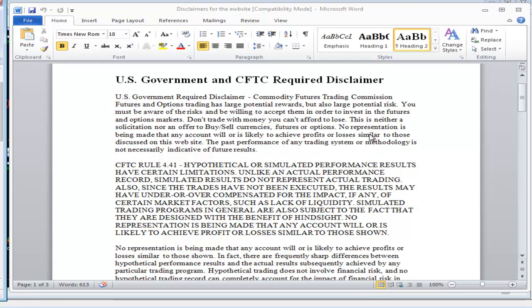You can lose more money than you've invested. Don't play with money that you cannot afford to lose because the market will not give it back. Hypothetical or simulated performance results have certain limitations. Unlike an actual performance record, you don't have cash on the line. You're going to act a little differently. So please understand that you have to understand these markets that you're going to be trading if you're going to trade.